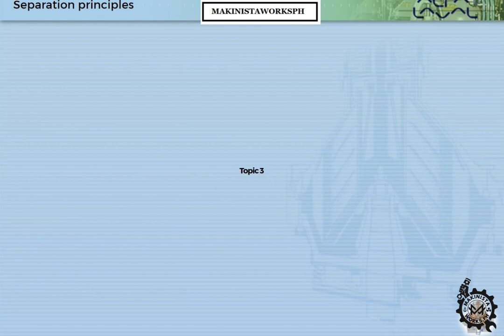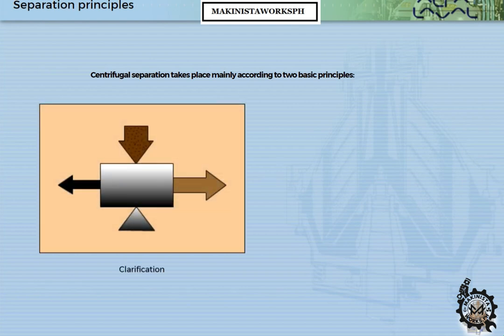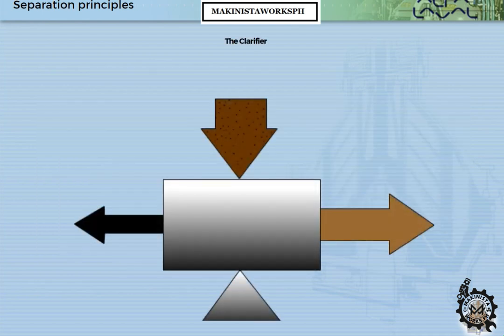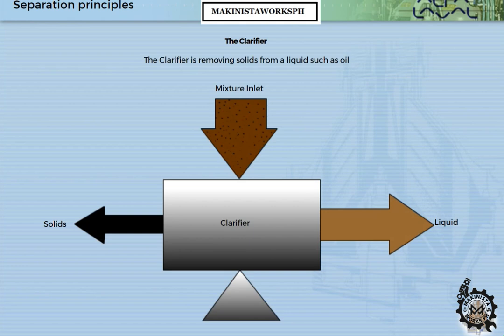Topic 3. Separation principles. Centrifugal separation takes place mainly according to two basic principles. Clarification, purification. The clarifier. The clarifier is removing solids from a liquid such as oil.